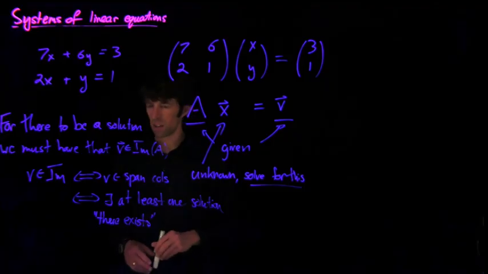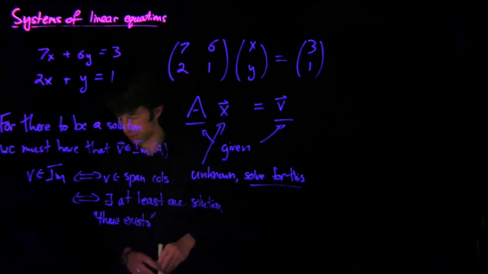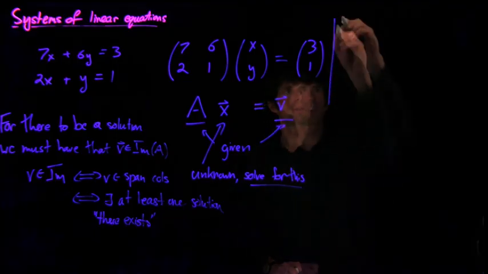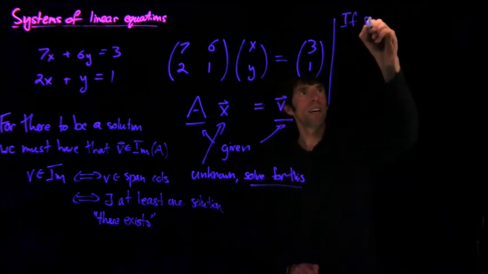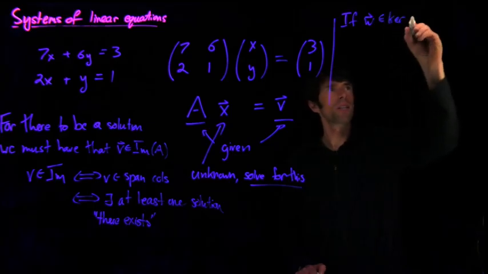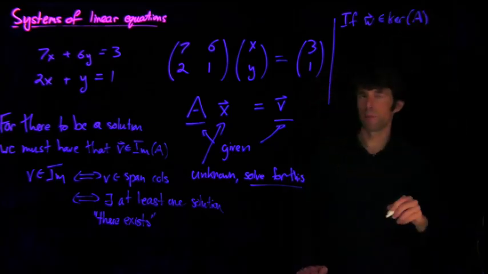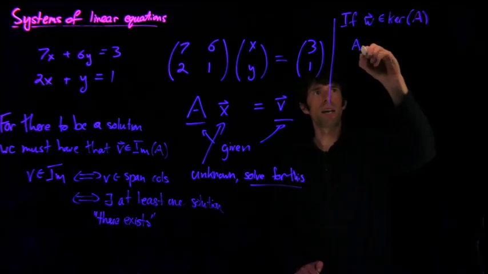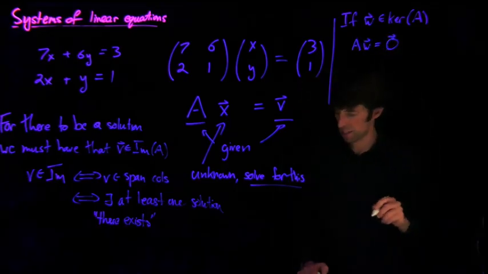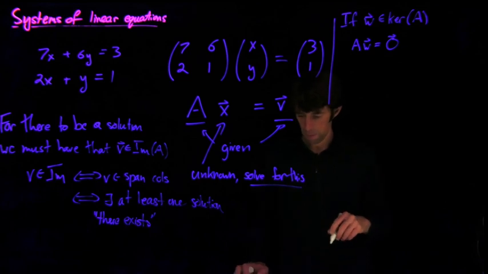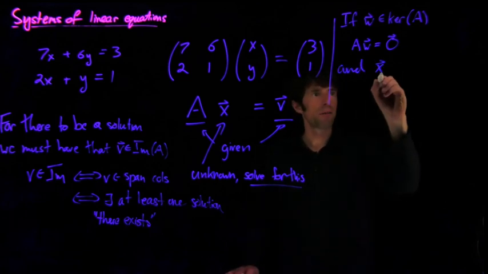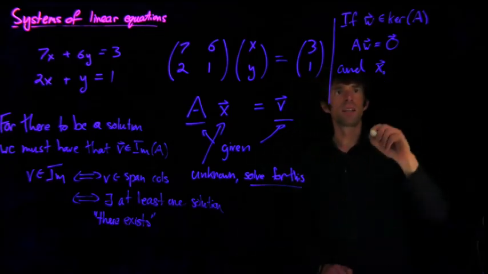But sometimes it can be the case that there's more than one solution. Let's look at what controls that. So if I have some vector w, which is in the kernel of this matrix A, so remember that means that A times w is the 0 vector. And let's suppose that we have, I'll call it x0, a solution.